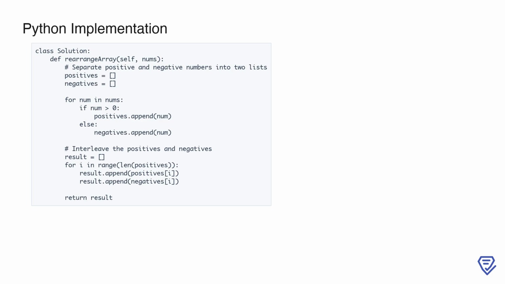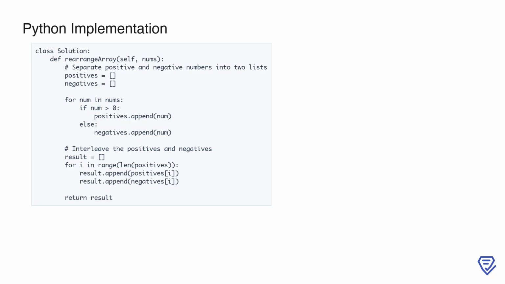The code begins by separating the positive and negative integers into two separate lists, positives and negatives. This is achieved using a simple for loop that iterates through the input array. If a number is greater than 0, it is added to the positives list, otherwise, it is added to the negatives list.